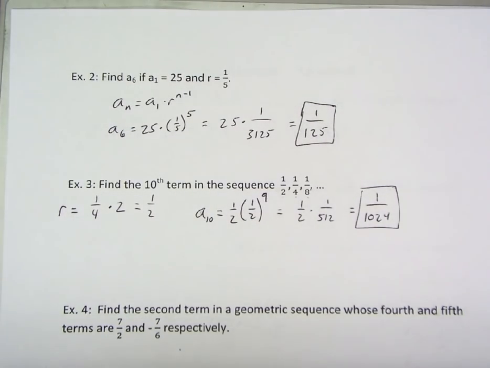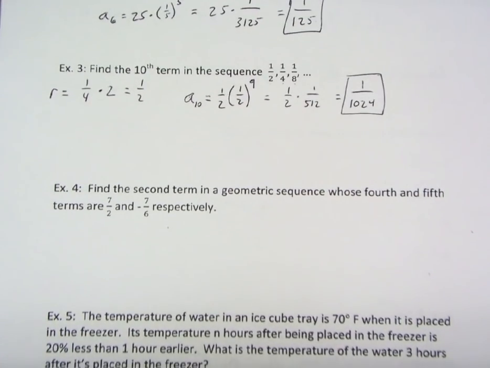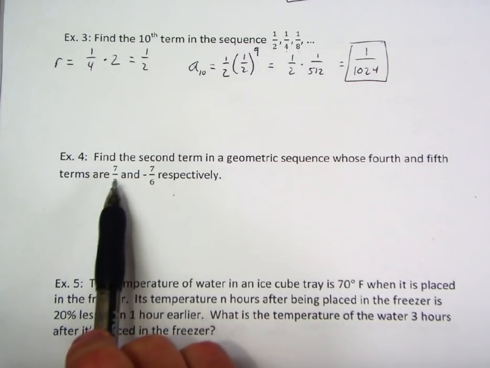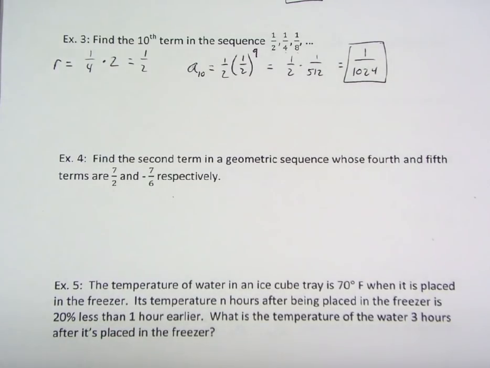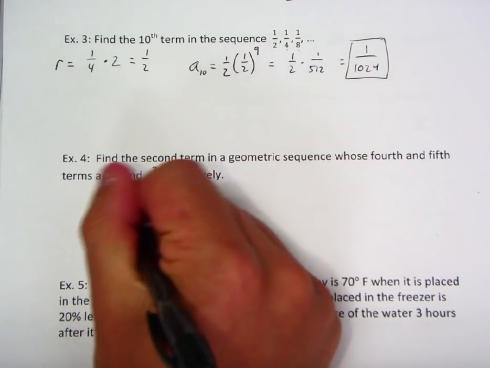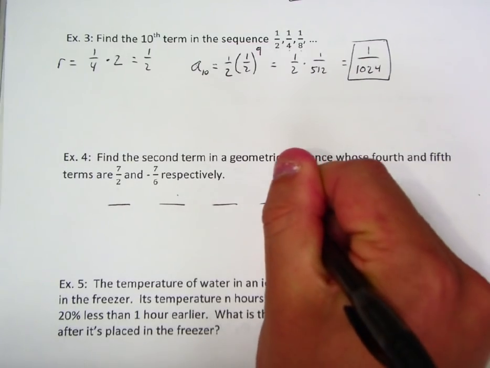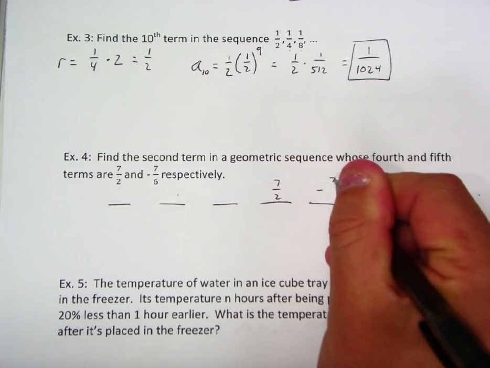All right, 4. Find the second term in a geometric sequence whose 4th and 5th terms are 7/2 and -7/6 respectively. So what this means is here's the 4th term, here's the 5th term, I want to find the second term. So visually, here's what's happening. We have some first term, second term, third term, and now we know the 4th one is 7/2, and we know the 5th one is -7/6.